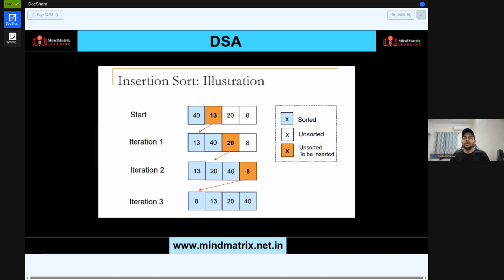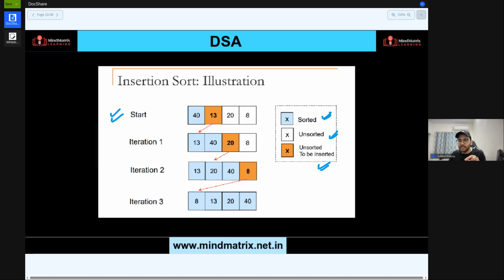Let's see the illustration. We are starting from here. We have 40, 13, 28. Let's say one by one you pick the card. One by one you have the element. Let's say 40. It is already sorted. Only one element is there. So blue is indicating sorted. This gray is indicating the unsorted part. And the yellow one, or the orange one, is orange basically. That is the unsorted element to be inserted.